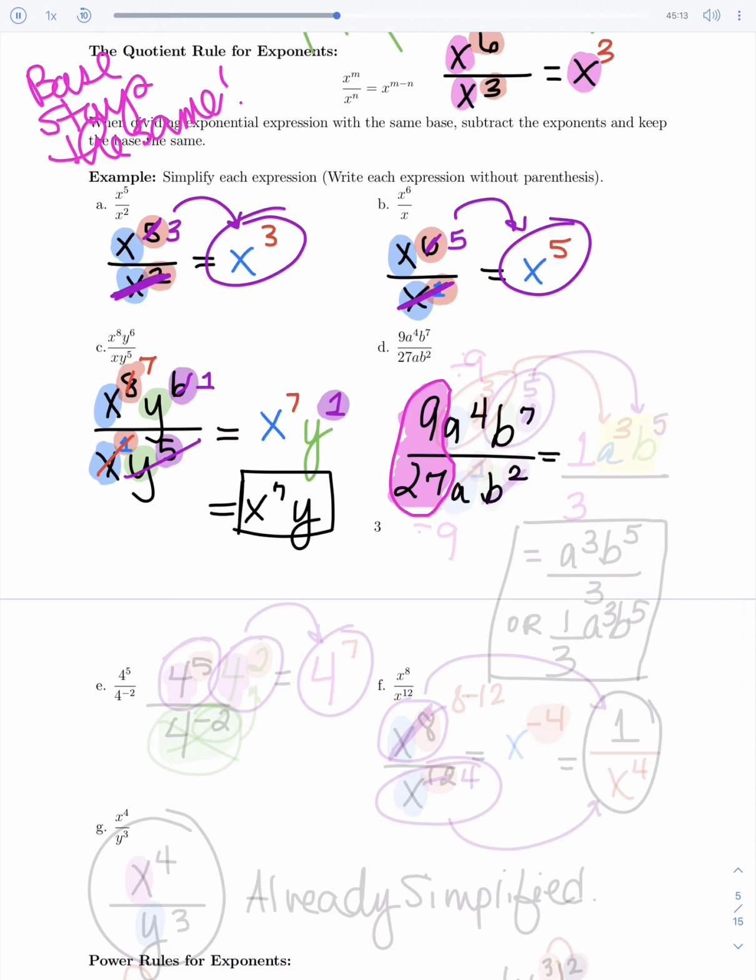Well, notice 9 and 27 are both divisible by, I know they're divisible by 3, but I can actually divide out something even bigger. I can divide out a 9 from both. If you did the 3, that would be fine. You just have to divide out another 3 later. You'd still get there. Well, dividing the 9 by 9, I get a 1. Dividing the 9 into the 27 on the bottom, I get a 3. So far, so good. Now I need to look at my variables.